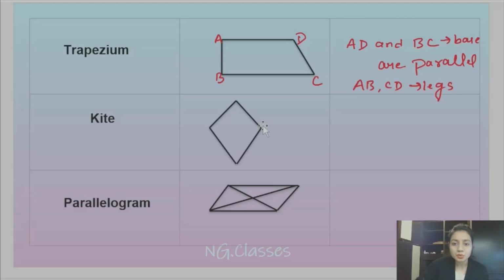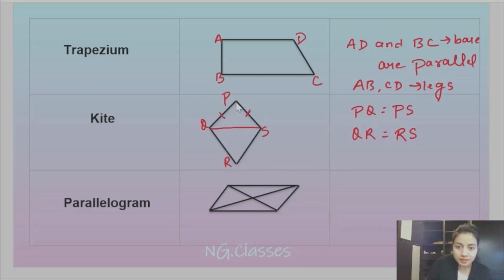Now kite. Suppose this one is a kite PQRS. Here side PQ will be equal to side PS. These adjacent sides will be equal, and side RQ, or QR, is the same as side RS. When we draw the diagonals in this kite, they will intersect each other at right angles. So these are the properties of a kite.